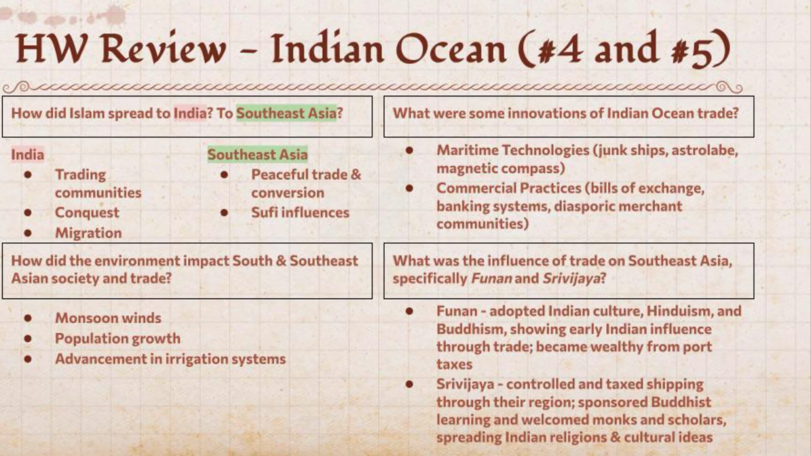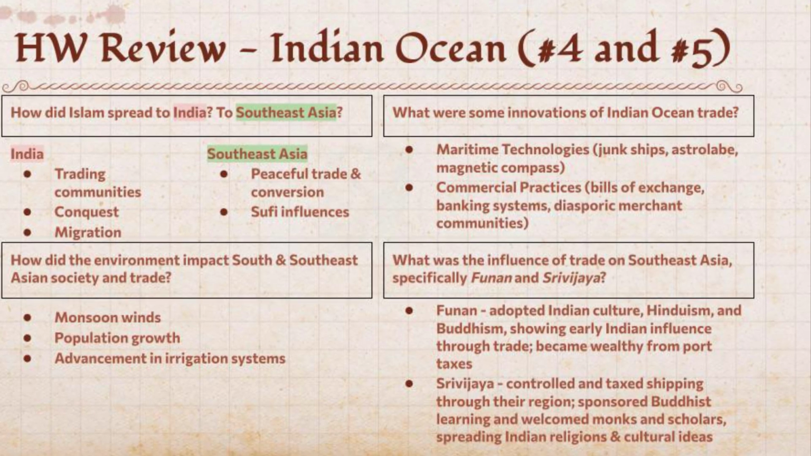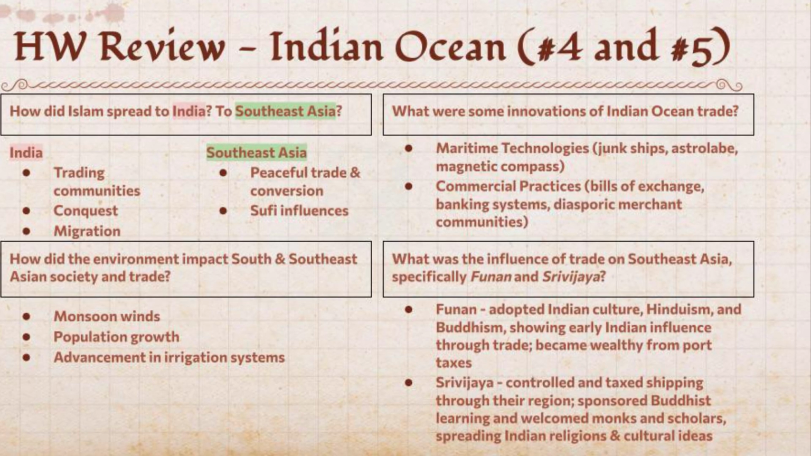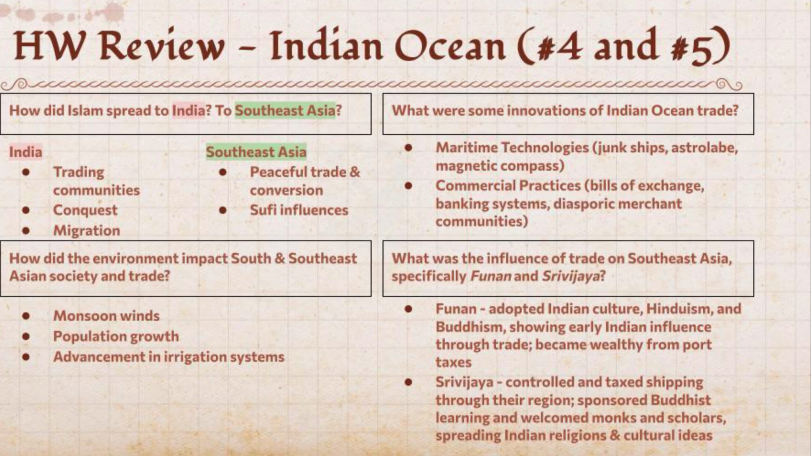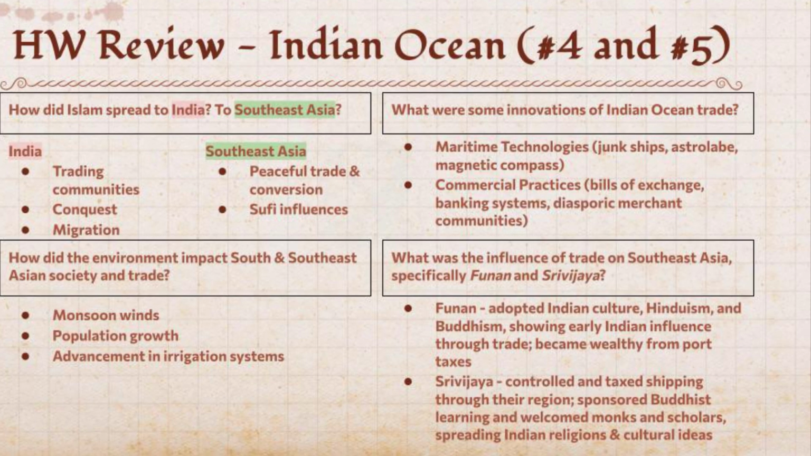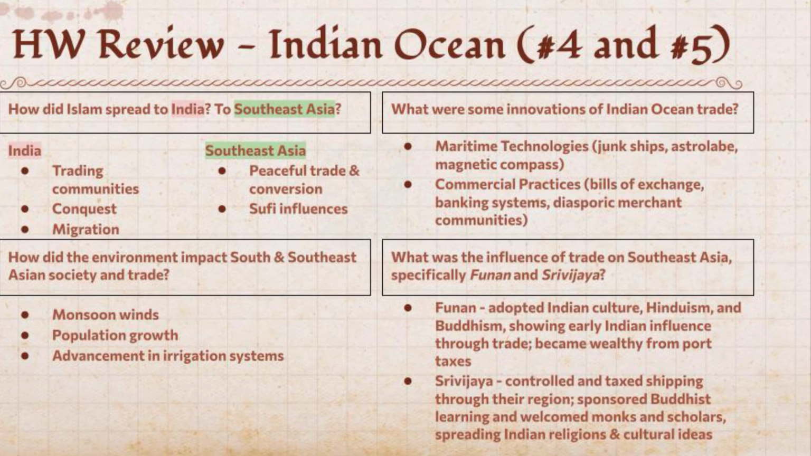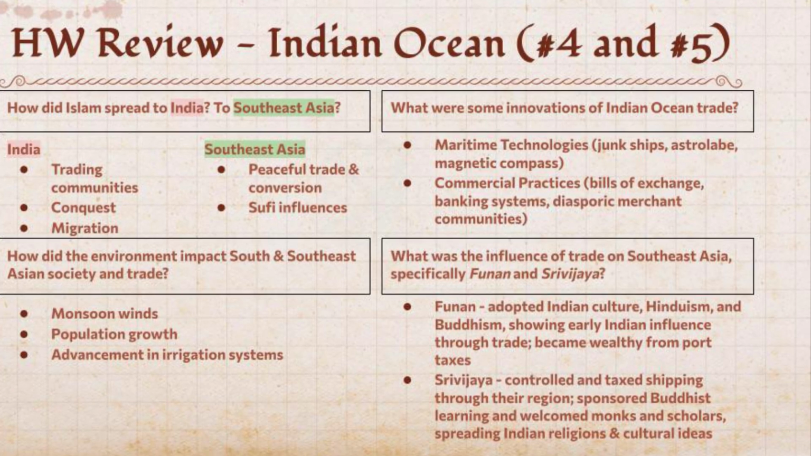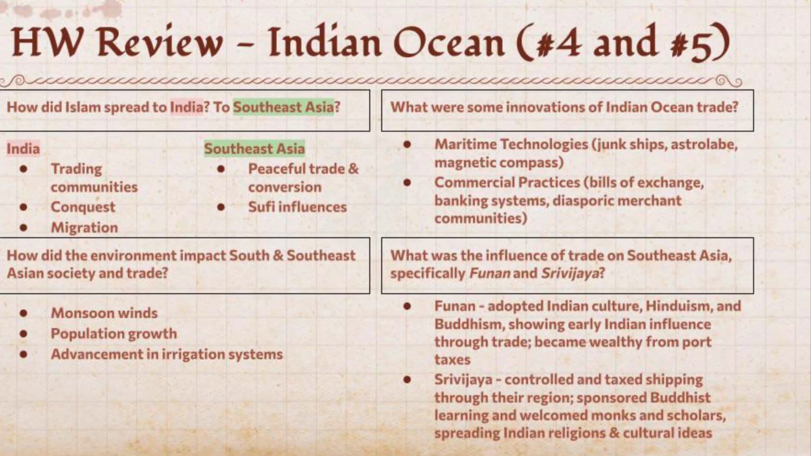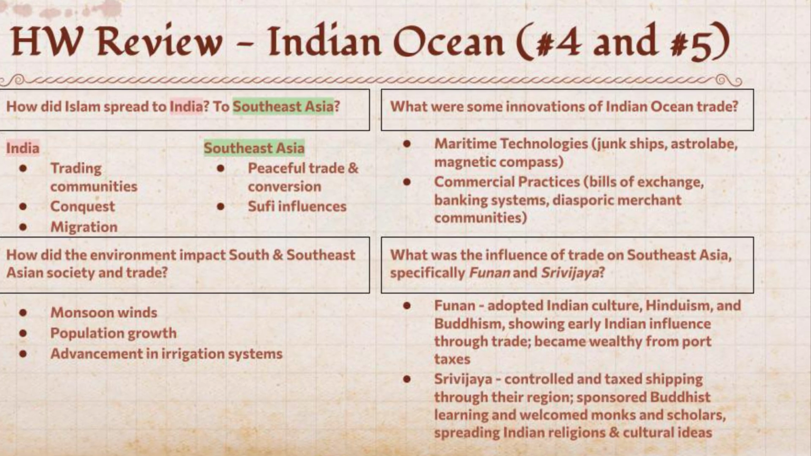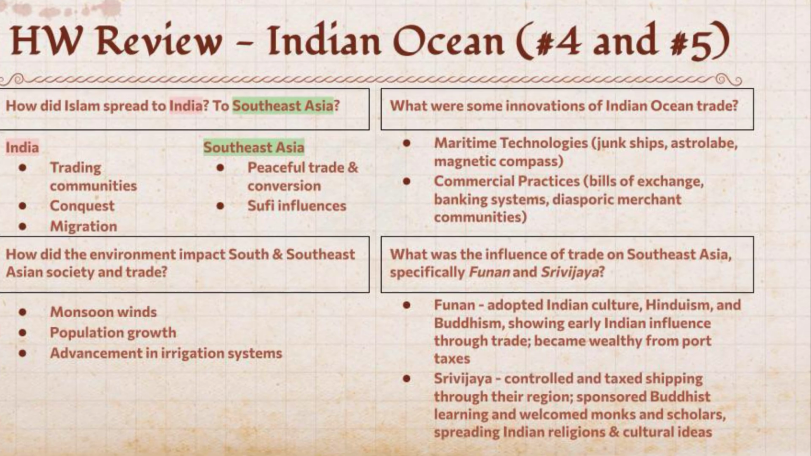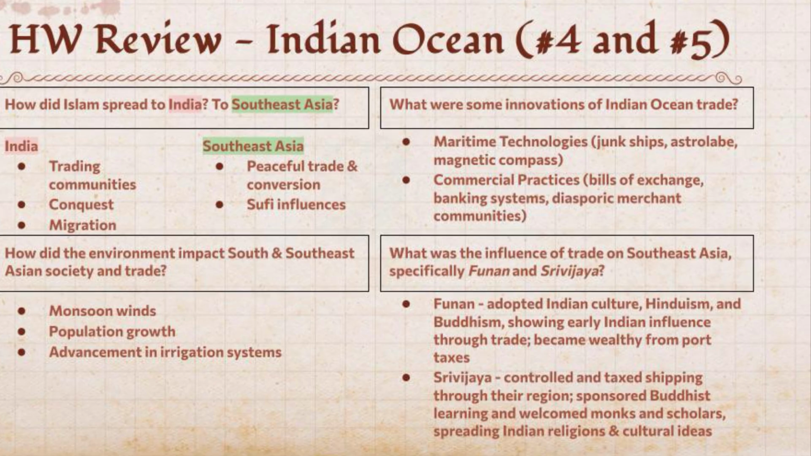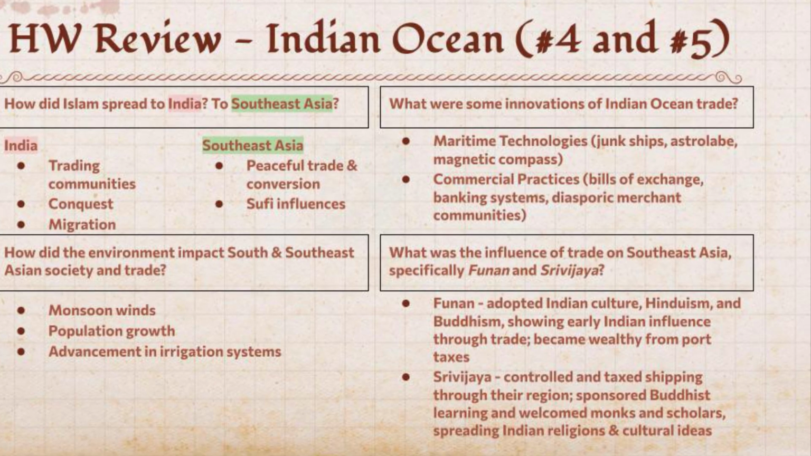Now, how did the environment impact South and Southeast Asian society and trade? Well, a couple of ways. Your readings, and this is a vocab term, so make sure you know it, talked about how monsoon winds were predominant in this region, which made traveling across East Africa and southern India a little bit easier. Traders and merchants relied on these seasonal monsoon patterns. And basically these are regular patterns throughout the year where the wind shifts and changes.